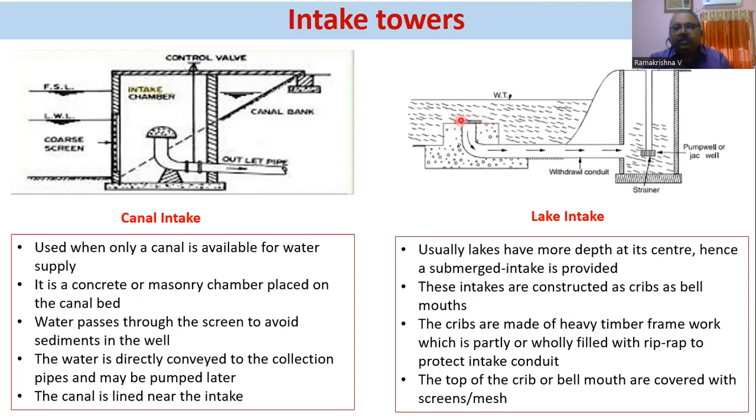This is also fitted with screens. You can observe those vertical lines. They are nothing but the screen meshes. The intakes are considered as cribs or bell mouths. The cribs are made of heavy timber framework, which is partly or wholly filled with riprap to protect the intake. The top of the crib or bell mouth is covered with screens or mesh.